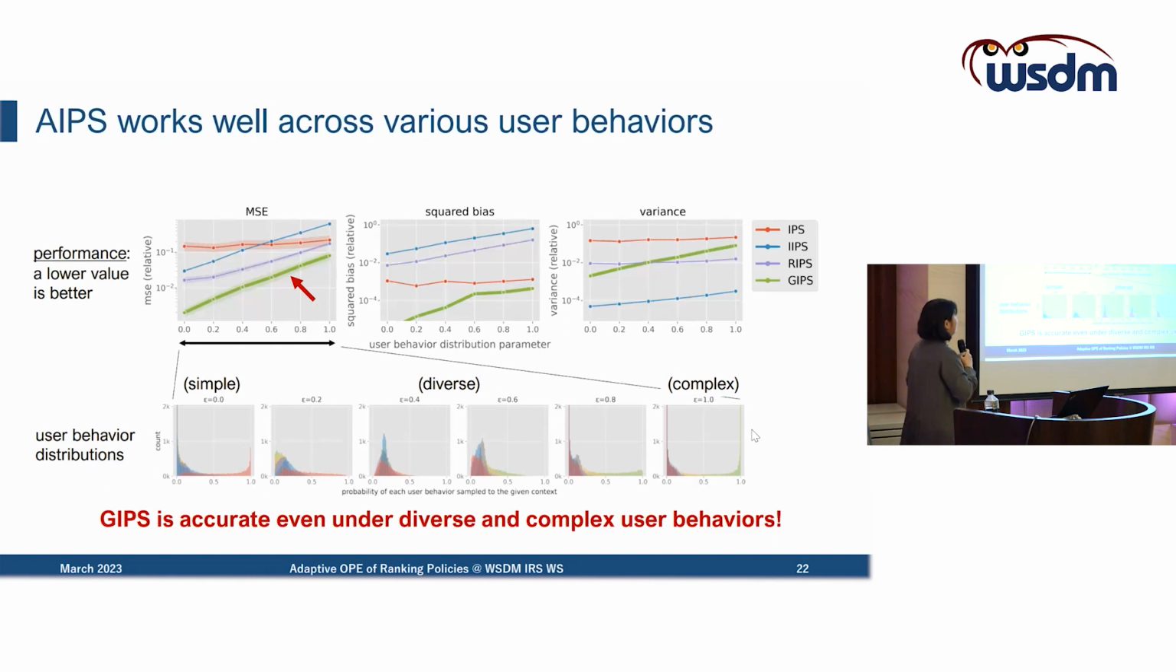And seeing this result, we find that our GIPS estimator, this green line, enables very accurate policy evaluation across a range of user behavior distributions. Because, as we show theoretically, our GIPS reduces the variance of IPS while also remaining unbiased, even under diverse or complex user behavior. So we can enable very accurate policy evaluation in more realistic, complex user behavior.